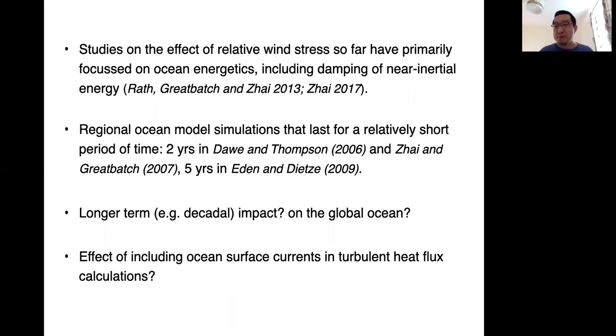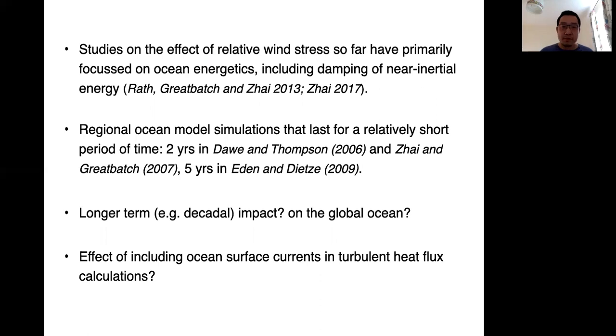Okay, so now I'm going to move to the second part of the talk. I think it's probably fair to say most studies on the effect of relative wind stress so far have primarily focused on ocean energetics, for example, damping of eddy energy or damping of near-inertial energy, which is another important topic.